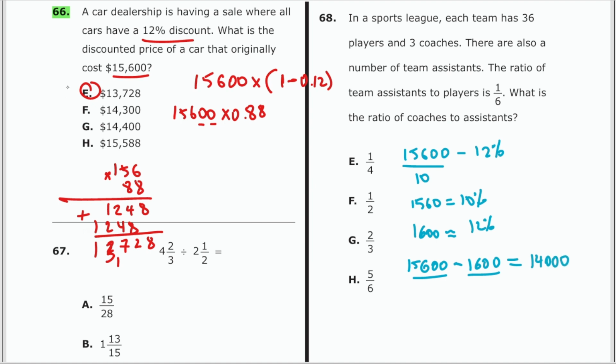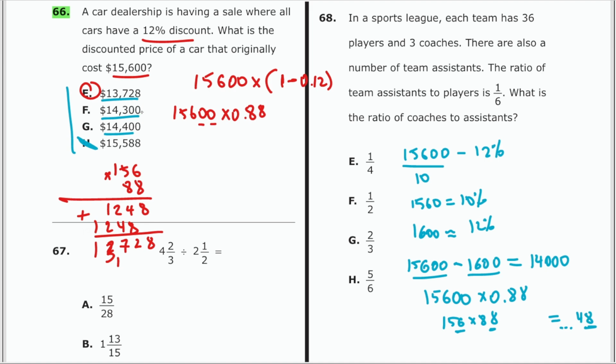Now, when I'm looking at the multiple choices, I'm in between, right? So H is definitely out, it's too high, but I could go with E, F, or G because they're all around 14,000. Now, what trick could I use here? Well, I do know that it's 15,600 multiplied by 0.88. So that's 156 times 88. And the last digit has to end with what? When I multiply 6 by 8, I get something 48, so 8 is definitely the last digit.